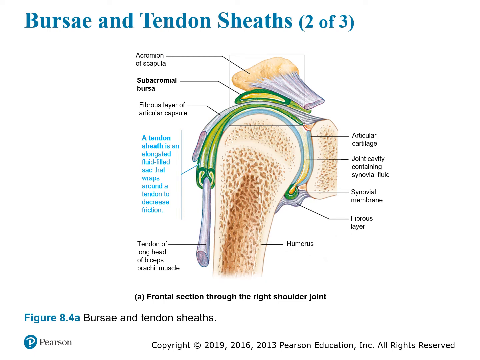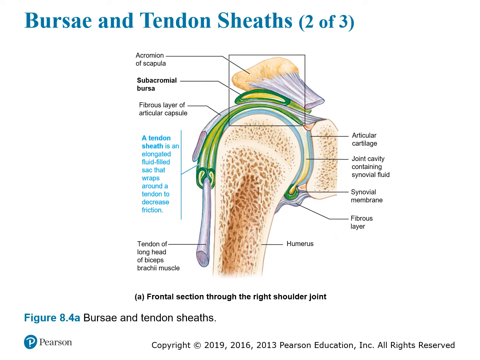Here we can see a picture of this. We have a frontal section through the right shoulder joint. And to orient you, this is the humeral head and neck. Here we have the acromion process of the scapula and the joint, the glenoid fossa or the glenoid cavity here. Here we have a bursa inferior to the acromion process, so we call it the sub, meaning beneath, the acromial, subacromial bursa.